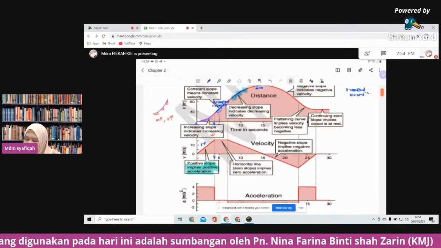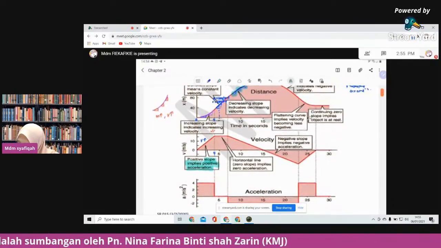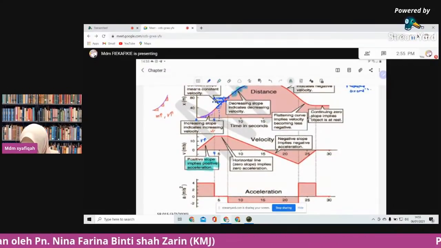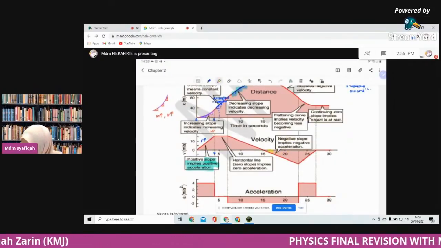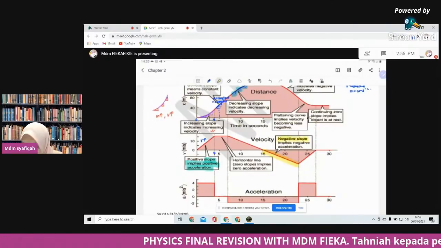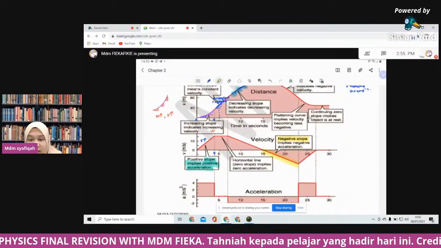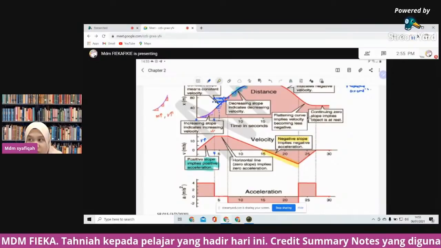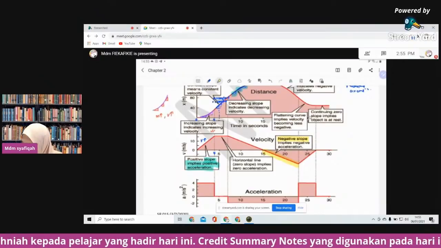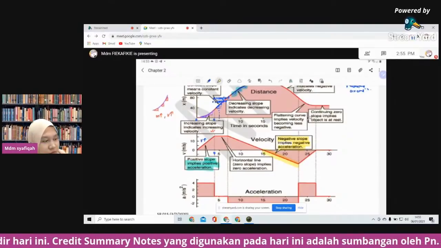Okay, alright, so apa lagi? Apa lagi kita nak tengok? So for this one, samalah kita dah discuss tadi. Let's say we have graph V against T and look at the slope here. Okay, the slope here is negative. Kalau you kira, the slope is negative. So means that gradient of the VT graph is negative, means that the acceleration is negative. So acceleration dia akan negatif. Okay.